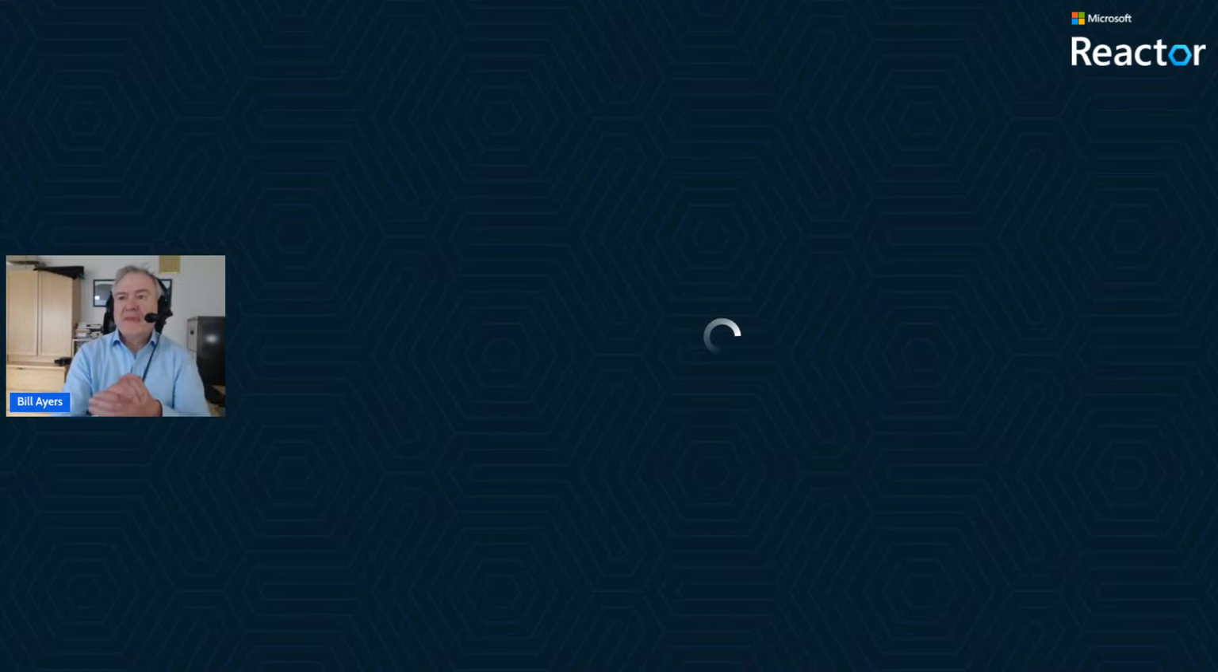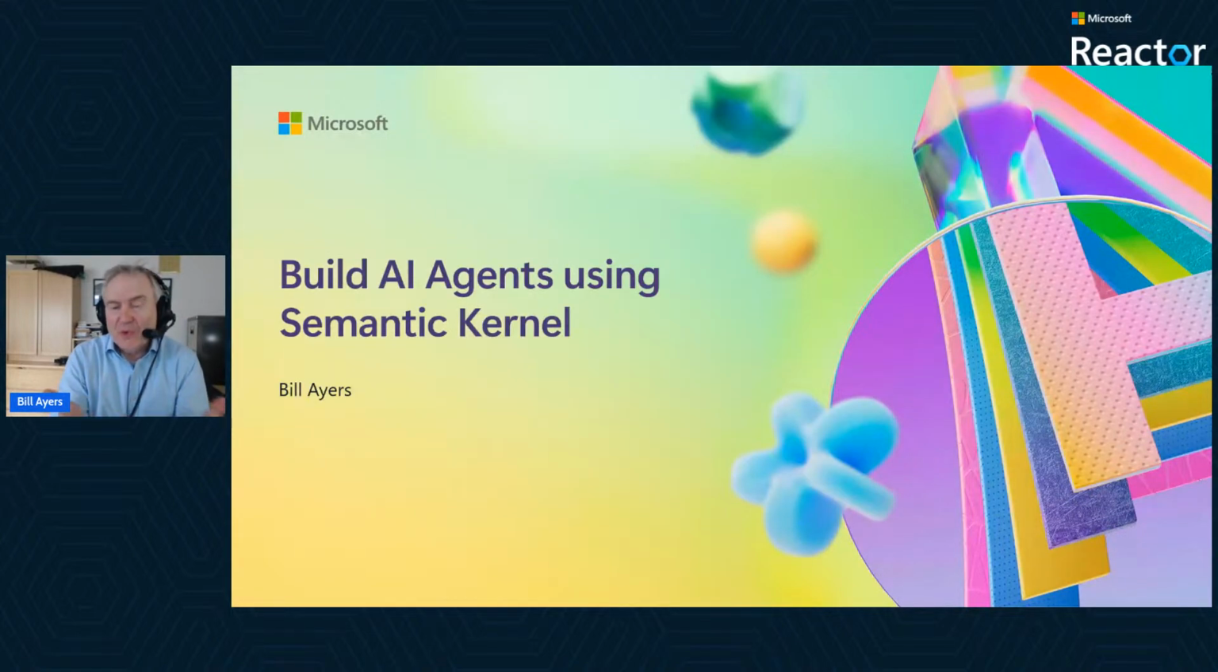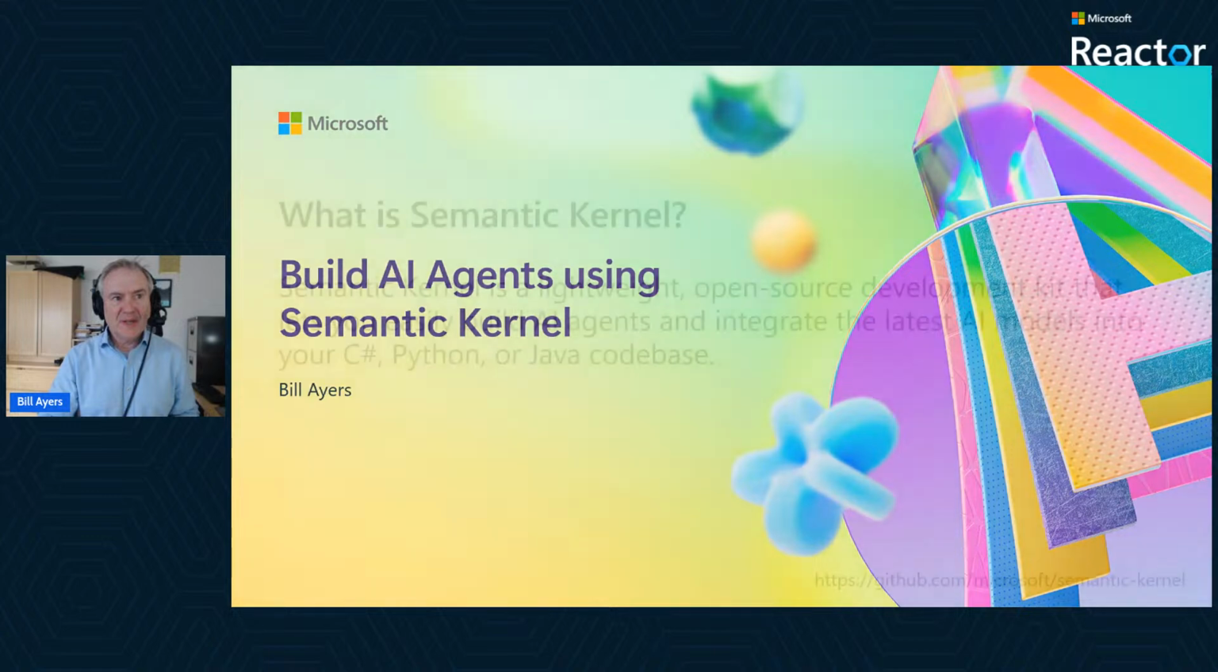Hello, everyone. Thank you so much for joining or for watching. My name is Bill Ayres. I'm an MVP for Azure AI, amongst other things, also Microsoft 365. Today I'd like to talk a little bit about building AI agents using Semantic Kernel. When we say agents, we kind of mean something beyond a chatbot, something that's actually going to do something. I think it'll be a fun demonstration and interesting to see.